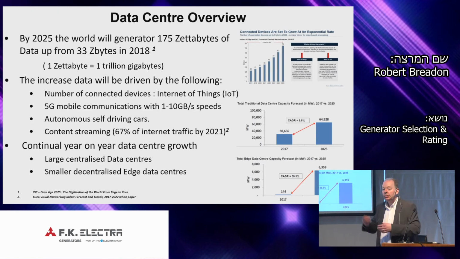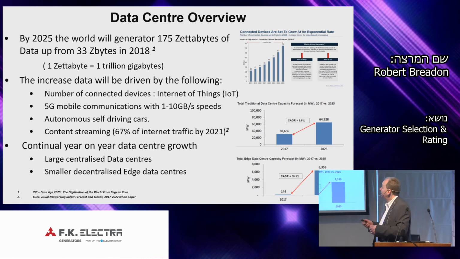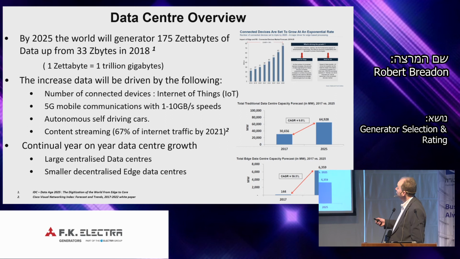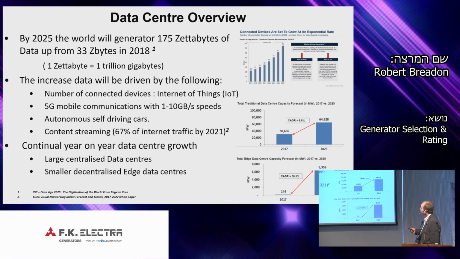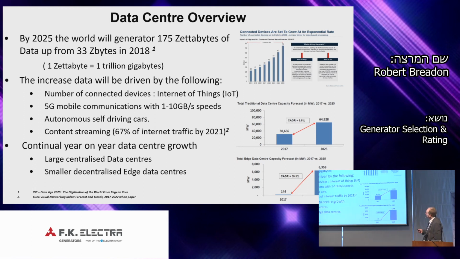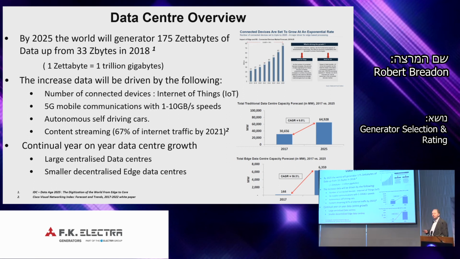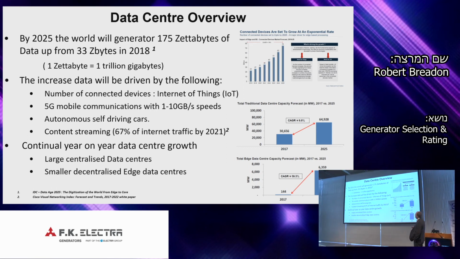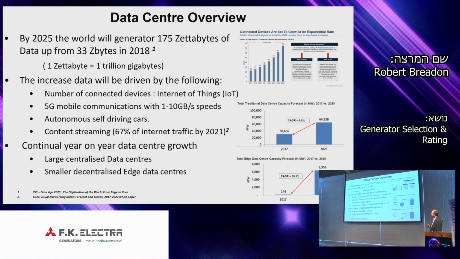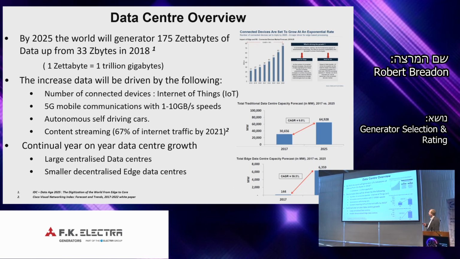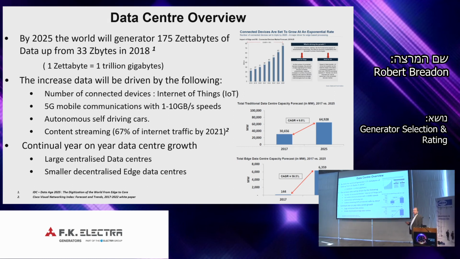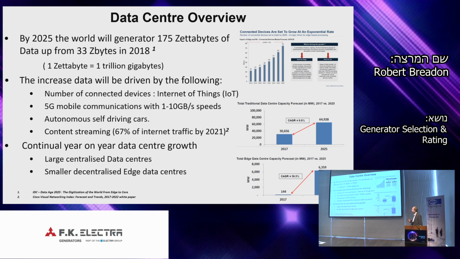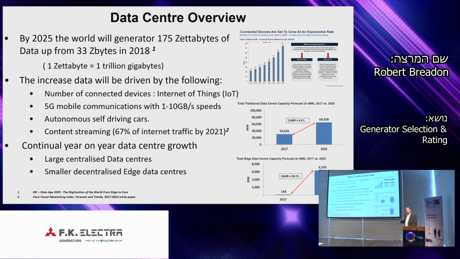Data centers. I came up with this while doing some research, and I saw this word zettabytes, which seemed a bit strange. A zettabyte is 1 trillion gigabytes, and it's hard to get your head around that number. In 2018, we were using 33. By 2025, that will be about 6 times more, 175 zettabytes. To support that, a lot of data centers are going to be required.